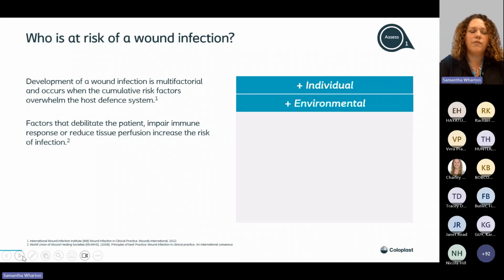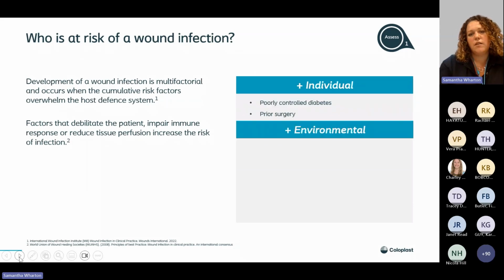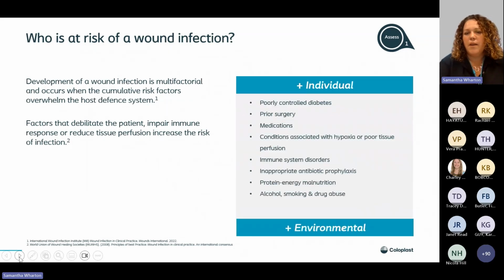So who's at risk of a wound infection? We've got many factors that can influence wound infection, but here's just a few examples. I'm conscious of the time, so I'm not going to go through everything, but you can see there, your diabetes, if it's poorly controlled, you're going to be more susceptible to wound infection, depending on what types of surgery. Medications can obviously influence wound infection as well as lifestyle choices, so alcohol, smoking and drug abuse. So these are those individual factors that may make someone more susceptible to wound infection.